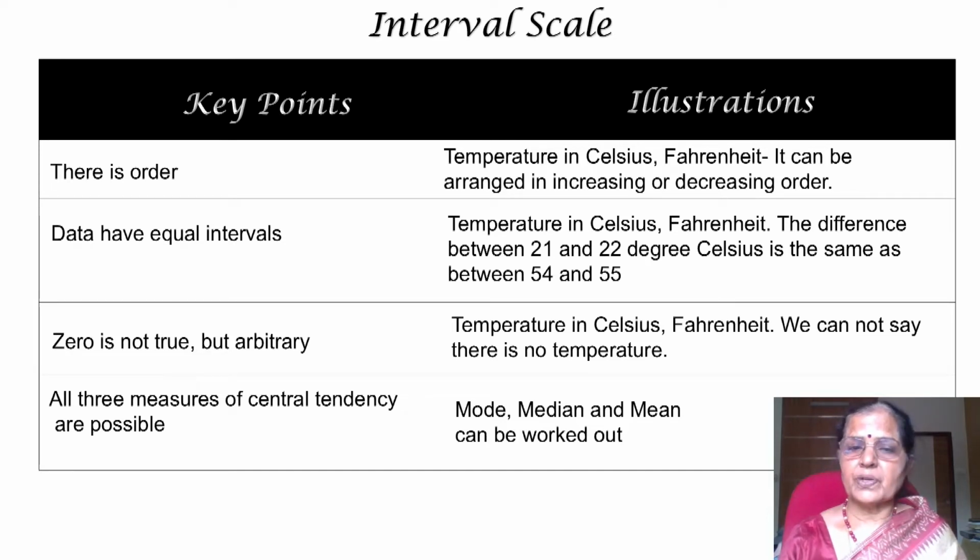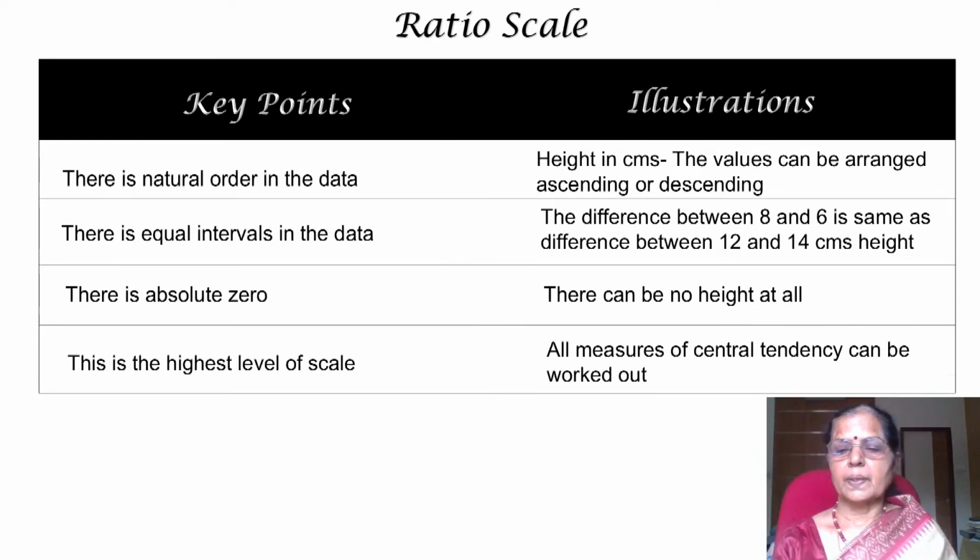More examples for interval data are temperature in Fahrenheit and Celsius scale. When we say no absolute zero, what we mean here is that we can never say there is no temperature.